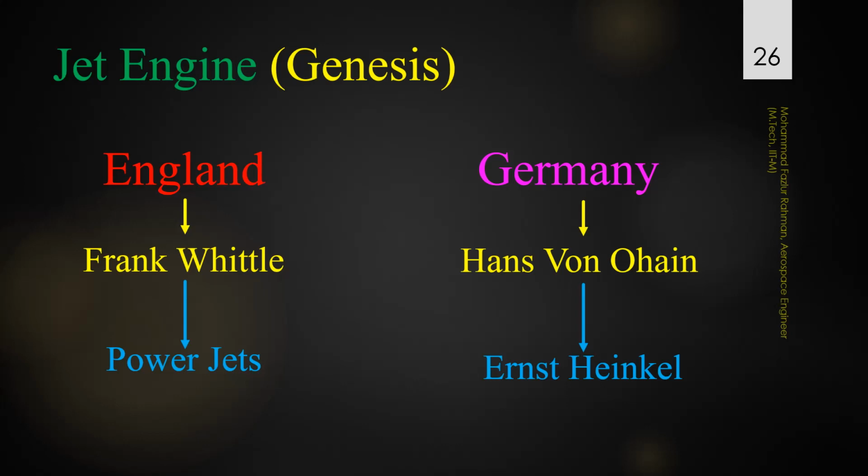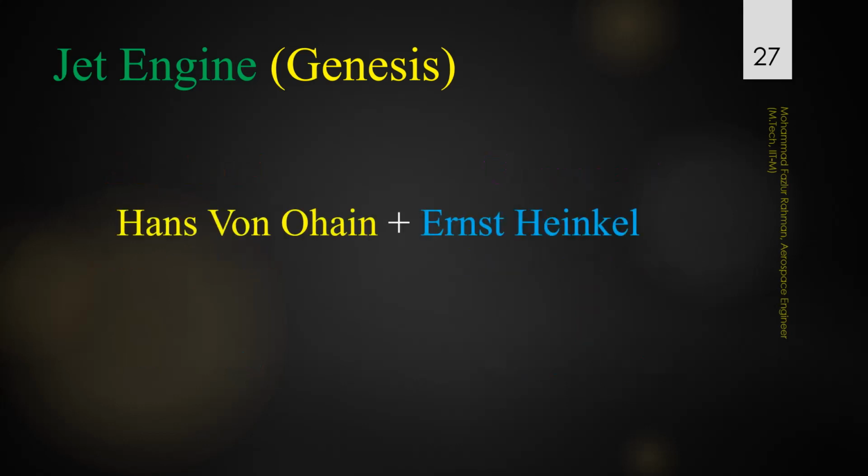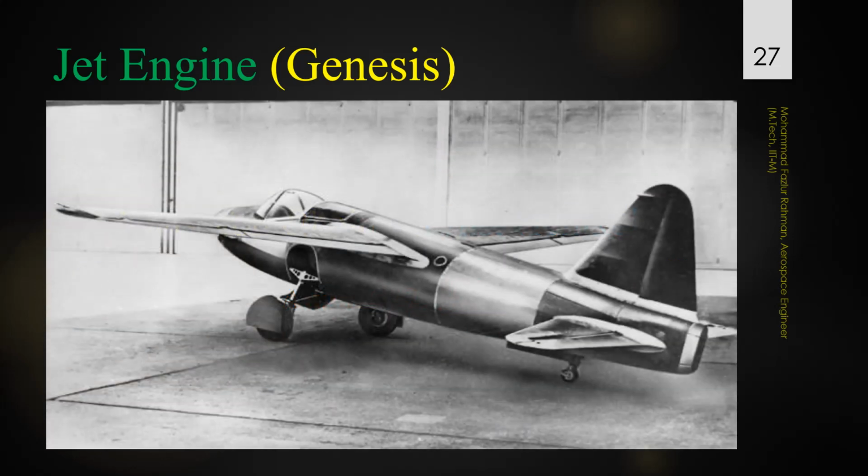As a result, Heinkel and Ohain made their first finish line, and on August 27, 1939, they were successfully able to make an airplane and fly it with the propulsion of a jet engine. That plane was called the HE-178. HE stands for Heinkel, perhaps. It was produced by him.